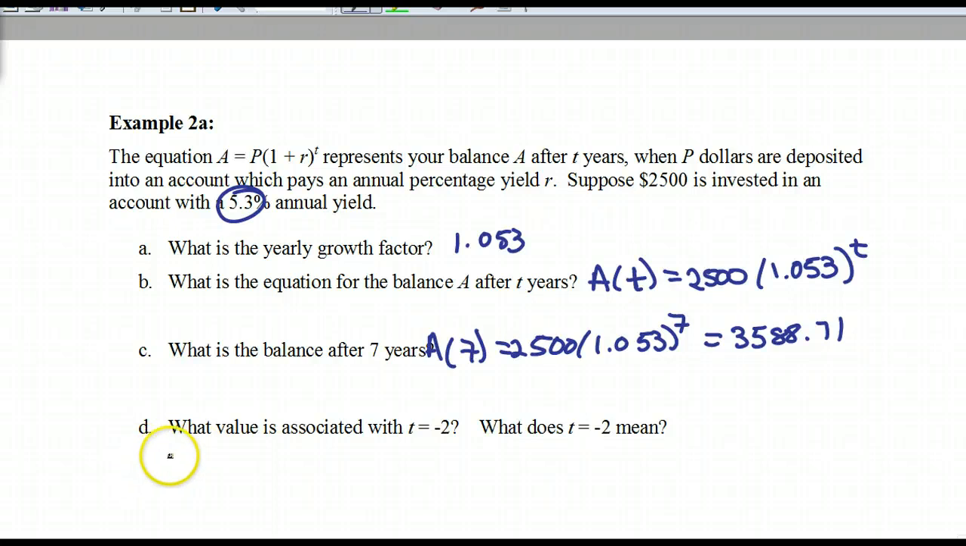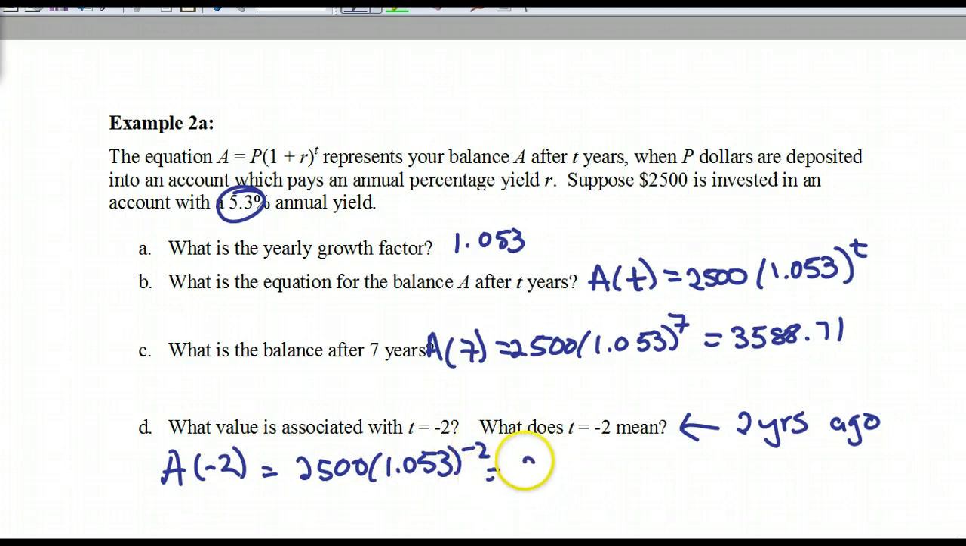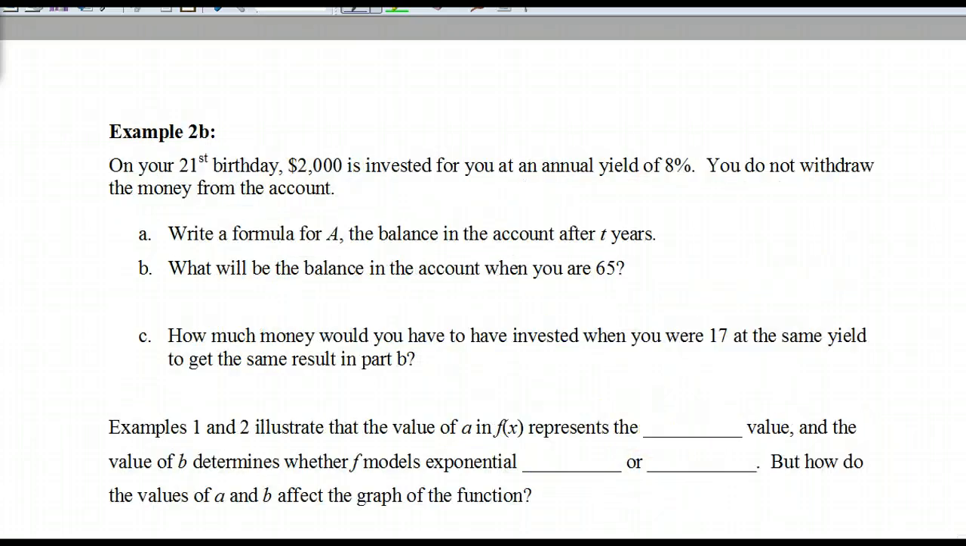So let's try it at A of negative 2. Wait, does that mean you get negative money, like they're taking it out of your bank? Not negative money, but it actually looks back. What does negative 2 mean? 2 years before. Yeah, that means 2 years ago. Okay? So if we were to put that in, to the negative 2 power, I got 2,254.67.